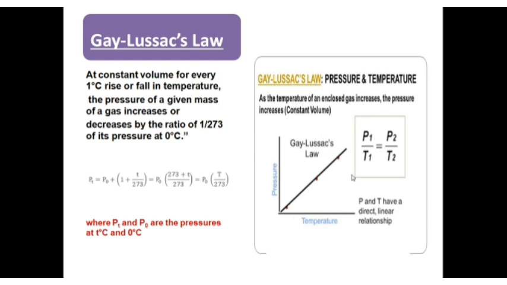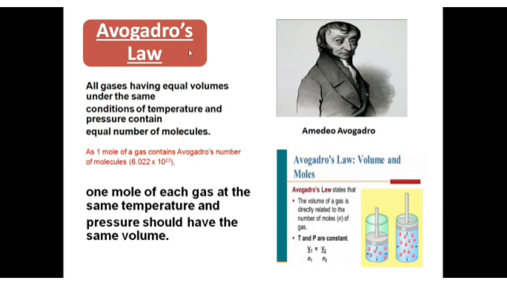And the next law is Avogadro's law. Avogadro's law states that all gases having equal volumes under the same conditions of temperature and pressure contain an equal number of molecules, and 1 mole of a gas contains Avogadro number of molecules, which is 6.022 into 10 raised to the power 23. This means that 1 mole of each gas at the same temperature and pressure should have the same volume. So this is Avogadro's law.